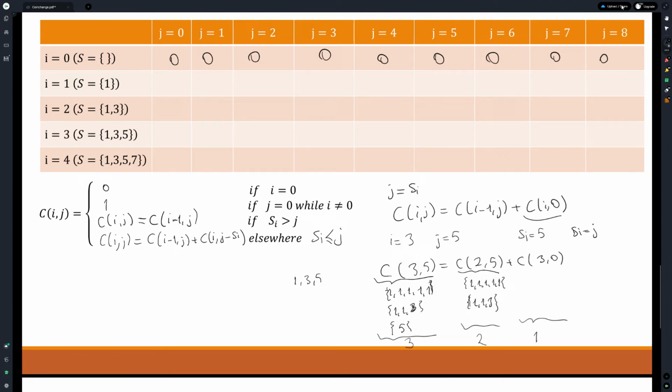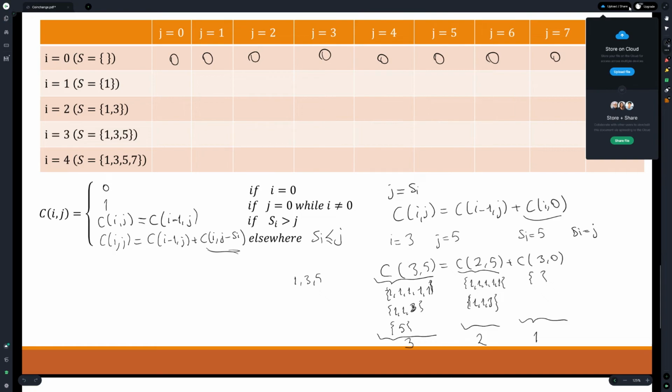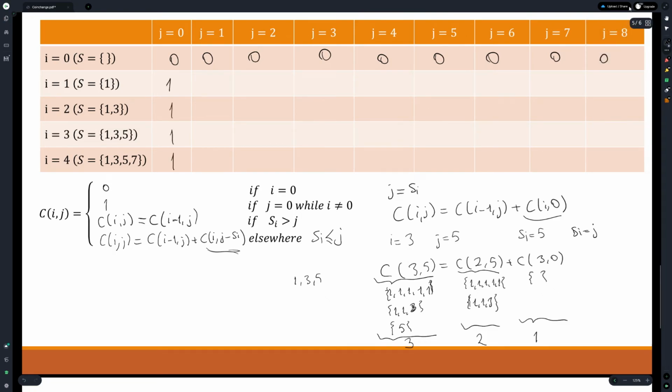Then C(3, 0) includes a sample which is a set without 5. So this must be the empty set, so that when we put the new coin, which is 5 or S3, in it, we can get a set that consists of only the element 5 or S3. In conclusion, this must be 1, because there is an empty set.